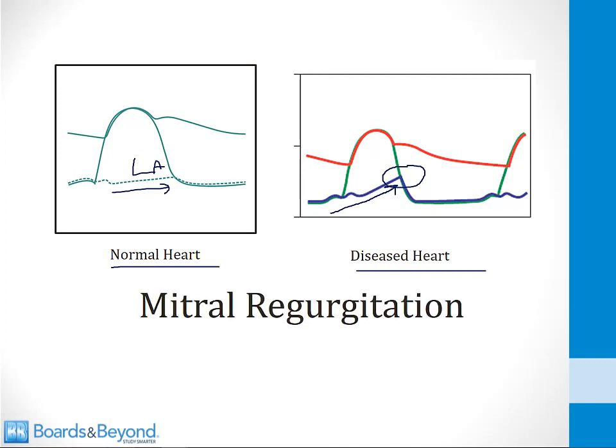mitral regurgitation. In mitral regurgitation, the mitral valve is incompetent and blood leaks back into the left atrium, and so instead of seeing this nice, gentle, slow rise in left atrial pressure, you see a big spike in left atrial pressure as blood leaks backward into the left atrium.